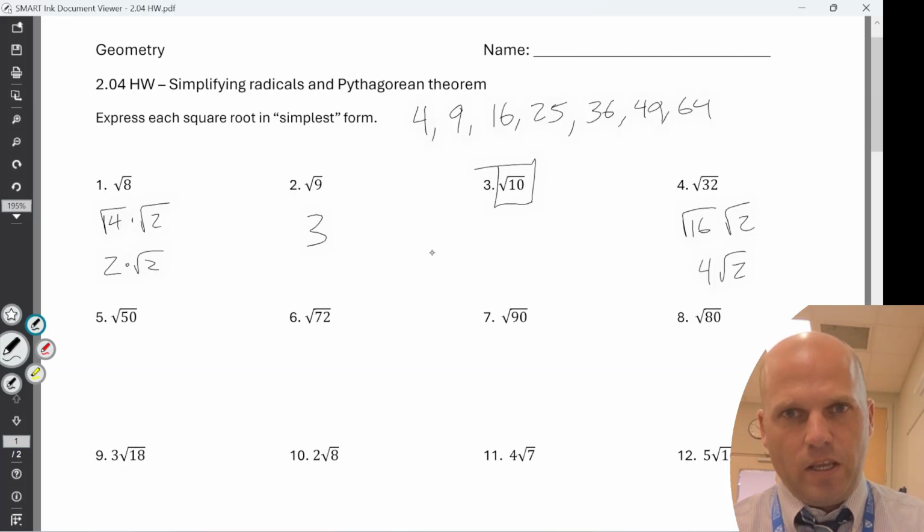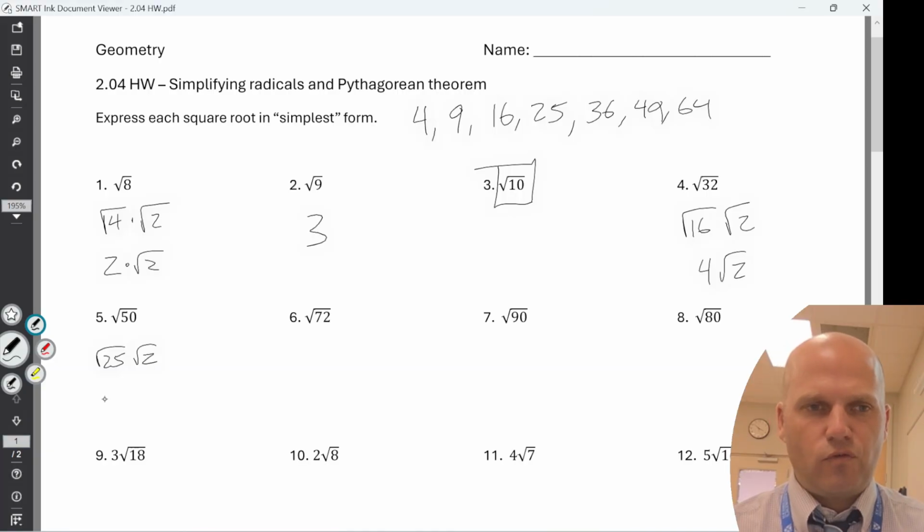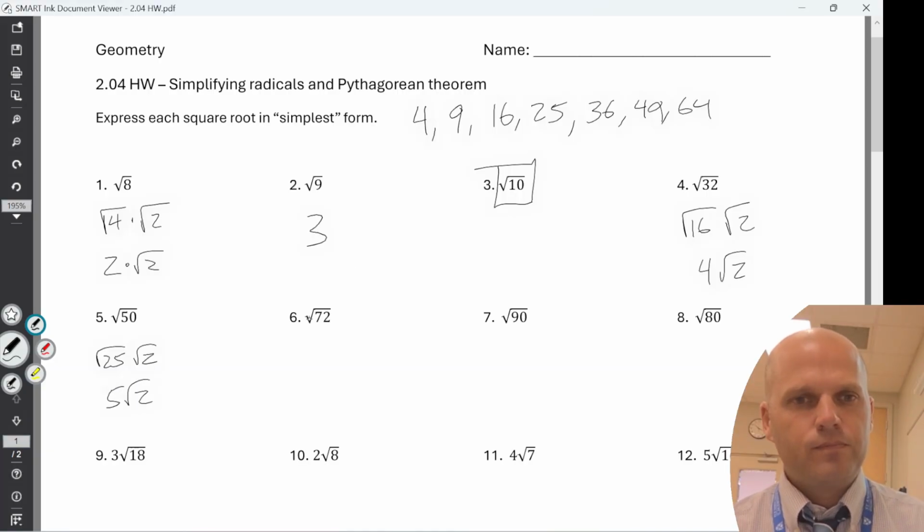The square root of 50. Well, 25 divides nicely into 50. Root 25 root 2 is root 50. 5 root 2 is root 50.